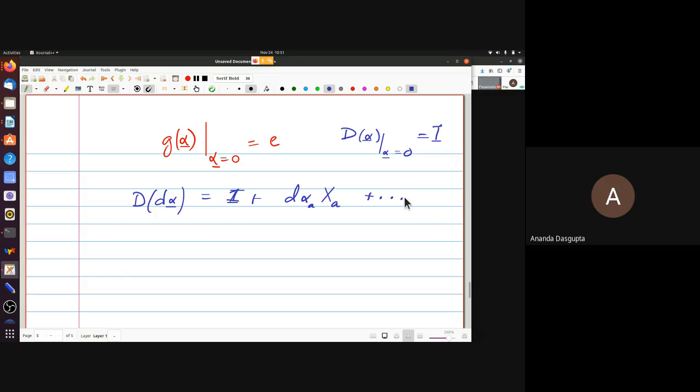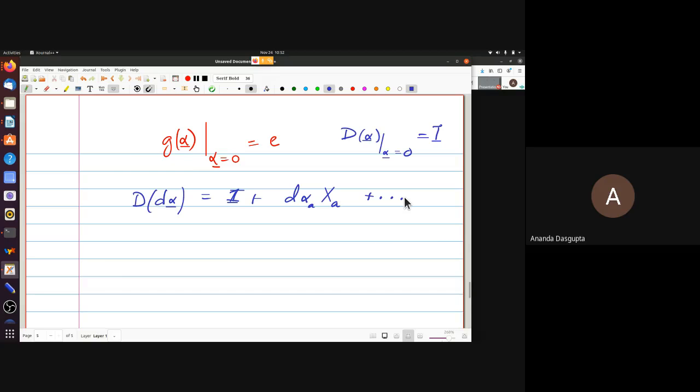When you say g alpha is identity when alpha is zero, and is going to be close to the identity when alpha is infinitesimal, the problem is, what do you mean by close to the identity? It's not identity plus something, right? Because on a group, plus is not defined in general.